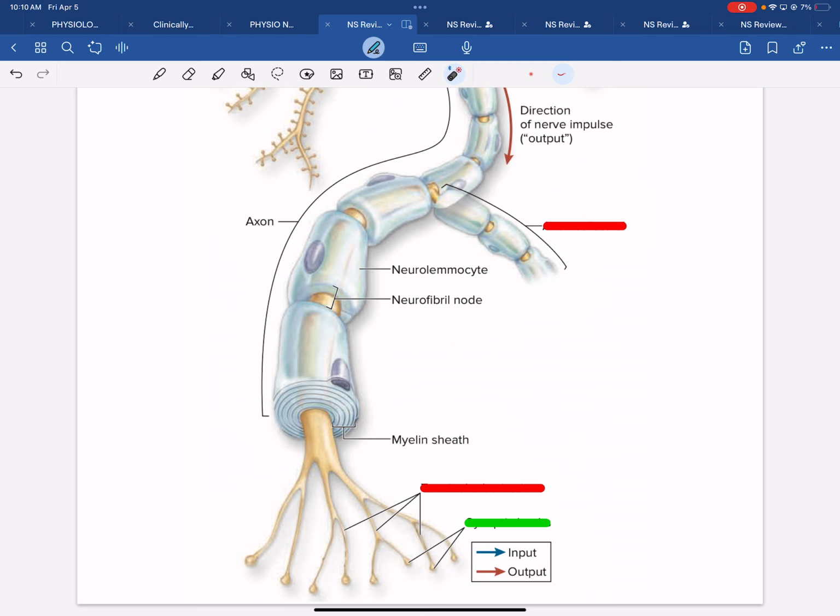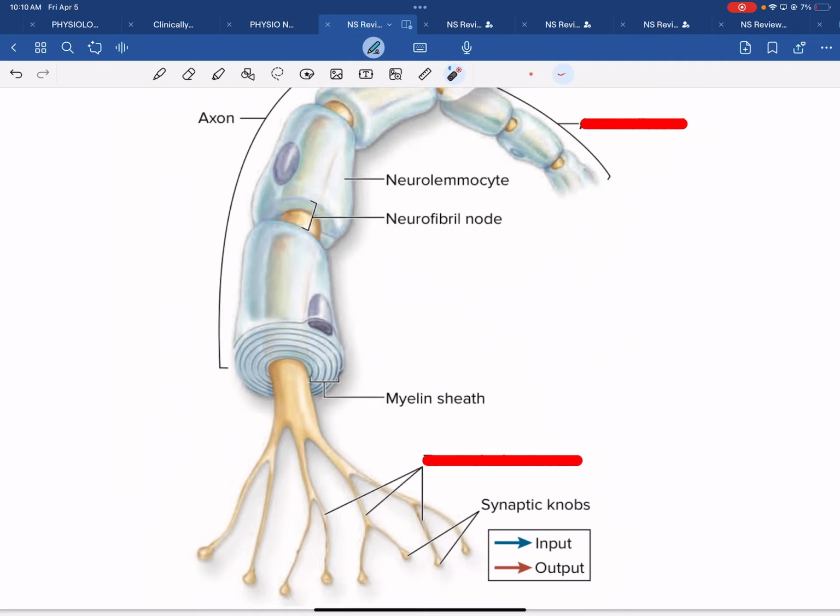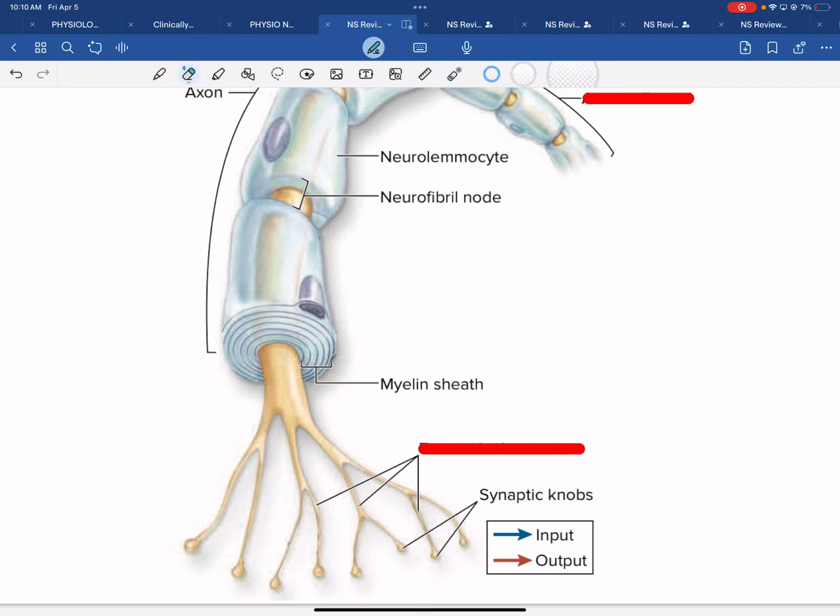and to speed up the velocity of the action potential. And then what are these? Axon terminal. Synaptic knobs. I think for axon terminal, here they call them terminal arborizations. So we don't have to know that, but the idea is that the very last branch is the axon terminal. And at the end of the axon terminal is a swollen portion, that's called the synaptic knob.